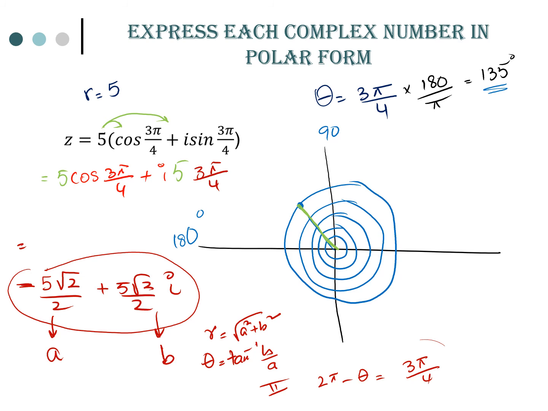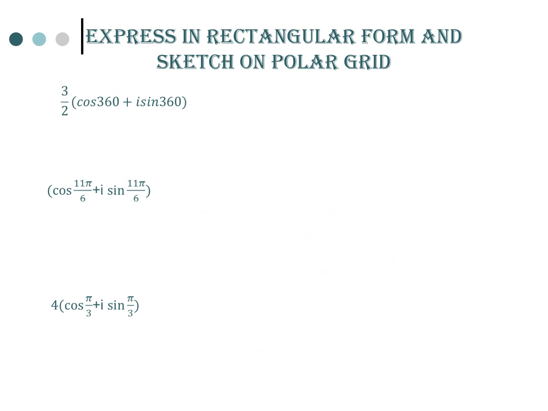Once you get this, write it in the standard form using r cosine theta plus iota sine theta, and then use the polar grid to sketch the graph. In the exam, they can directly give you the polar form and ask you to sketch it and convert it into rectangular form. They might give you the rectangular form and ask you to convert it into the polar form and then sketch it on the polar grid. So they can ask the question either way.